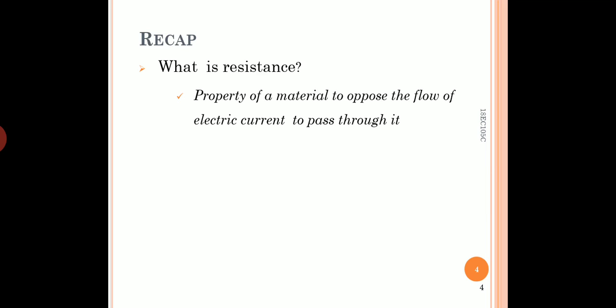Now let us recap what we have learned till now, because this is connected to some resistors. Let us see what we have to do with that. What is resistance? It is the property of the material to oppose the flow of electric current to pass through it. So when you are applying or attempting to pass current through a conductor or any material, it is its property to oppose that.